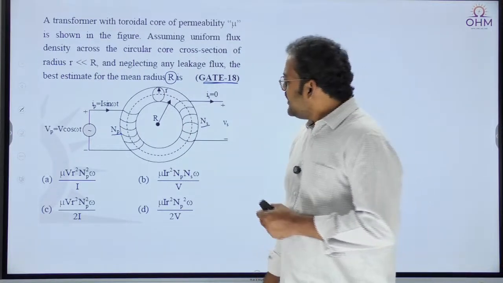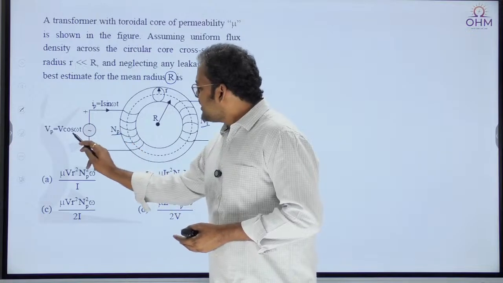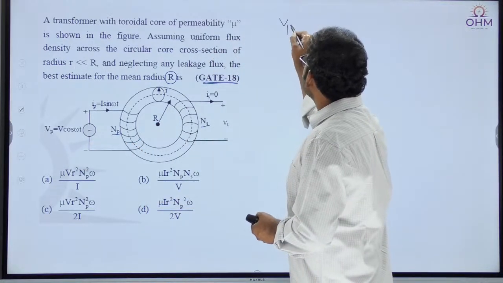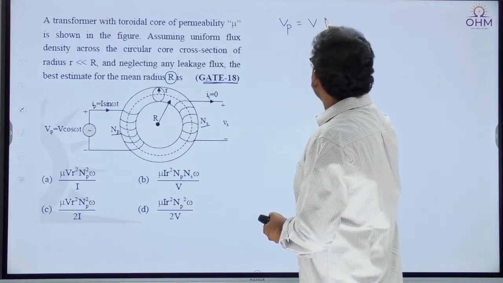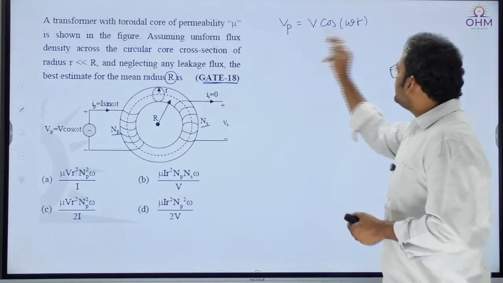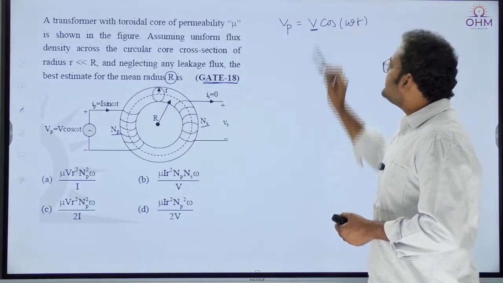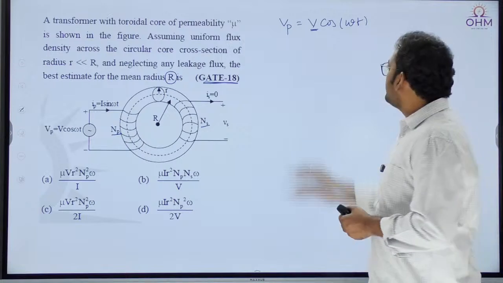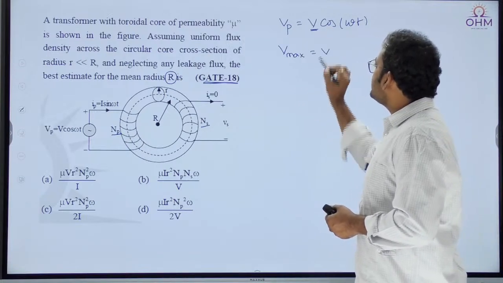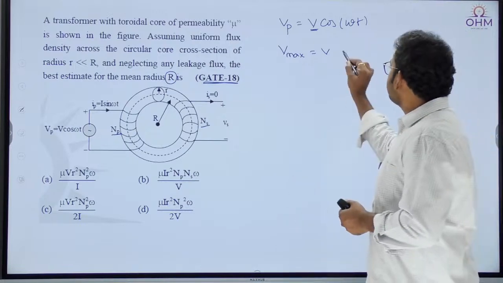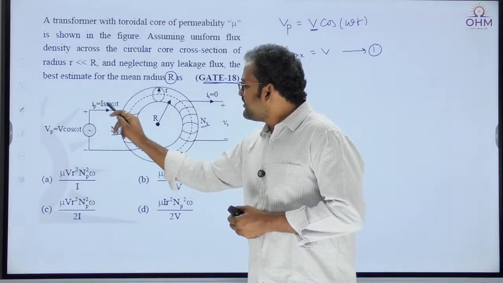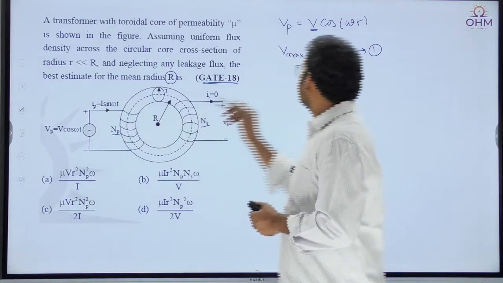And you see, the primary winding is connected across a voltage source. And what is the voltage source? Primary voltage is equal to V cos omega t. According to this equation, can I say this V is nothing but the maximum voltage, the coefficient of the cos term? Therefore, the maximum voltage is equal to V. This is the first equation. Also, what is the current drawn by the transformer winding? It is given as I sin omega t.